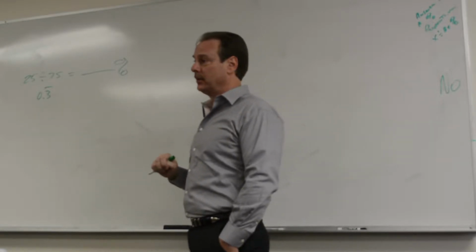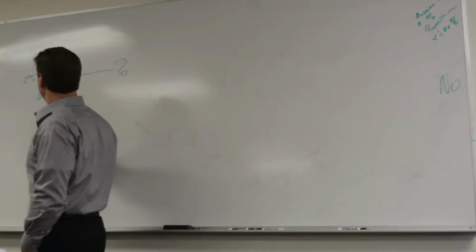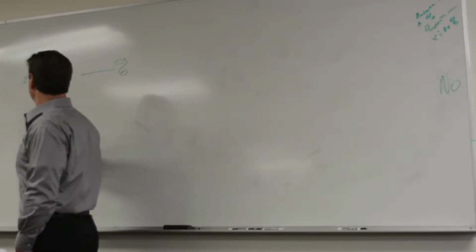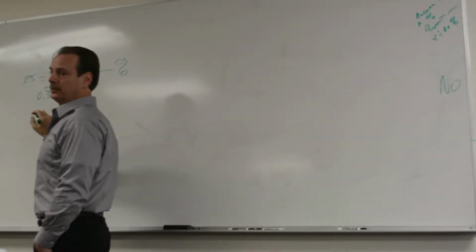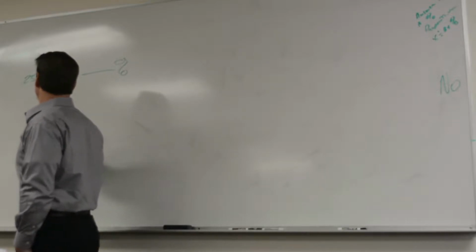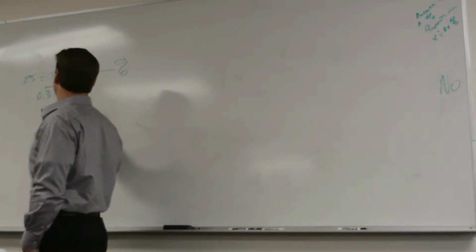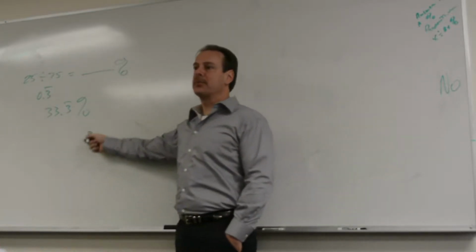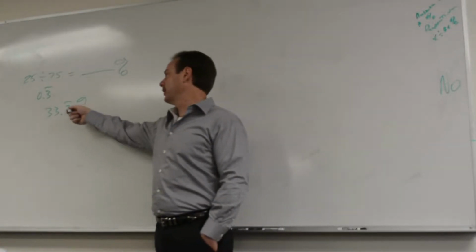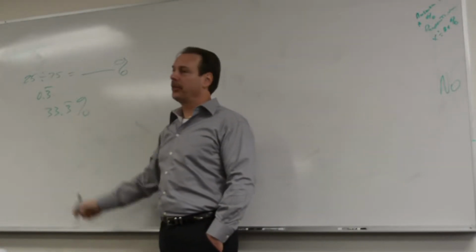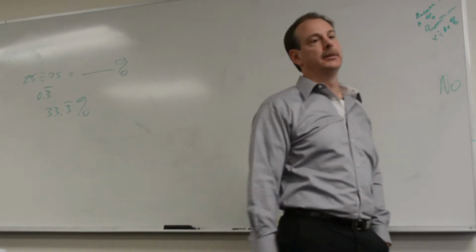Now the next step is we have to change our answer into a percentage because we calculated a decimal. So what does this change to? 0.33, 3 repeating. Close. 33.3 repeated. Move the decimal 2 places to the right. Put the bar notation over the 3 to say that it's a repeating decimal.